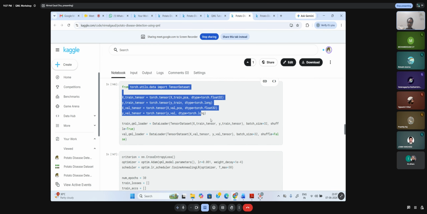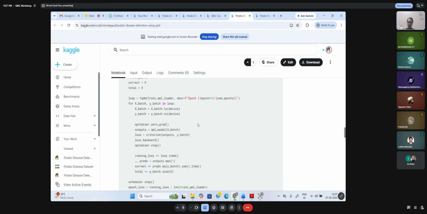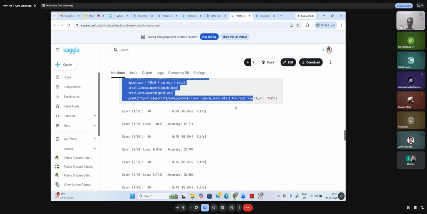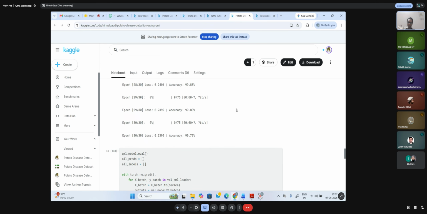Got it. I have the data, and I will pass the data. It will take 30 epochs to perform the iteration, and after 30 epochs, I am getting an accuracy of 99.79%.